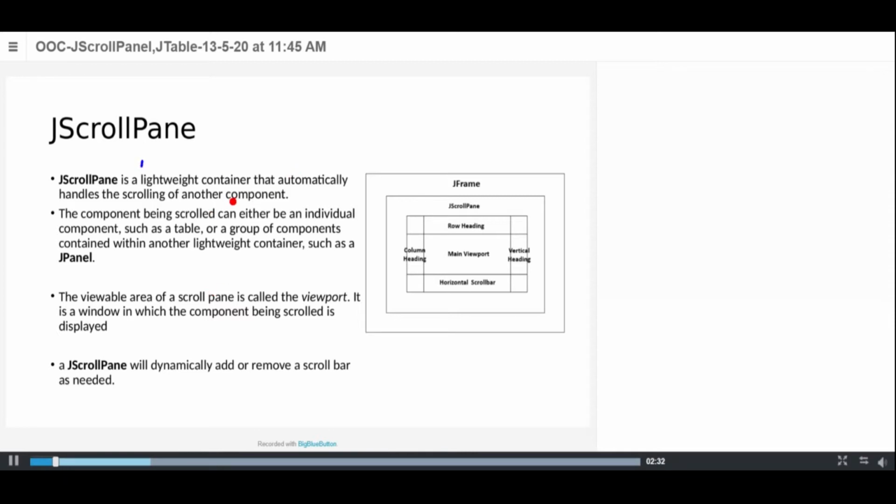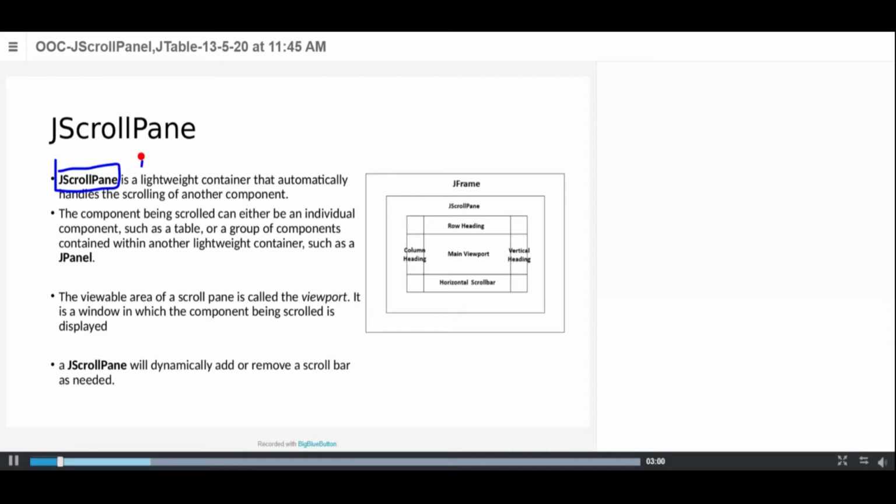So it means that you can add any number of components within this container. That is, whatever JScrollPane you are going to build, like a user interface, you can add any number of components like buttons, text fields, radio buttons, labels, any components you can add into this lightweight container. So it can handle all these types of components.